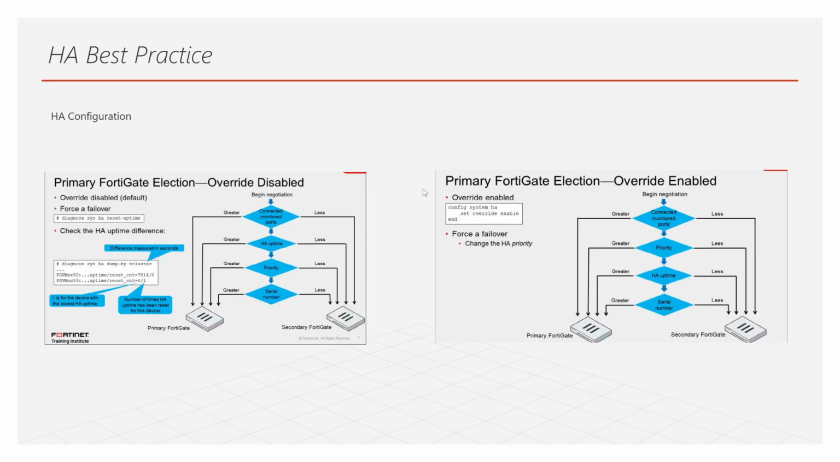Now I am going to show you how the primary FortiGate is elected and how the override setting will influence the final result. Similarly, we have two scenarios here. On the left side is the first scenario, in which override is disabled under the system HA configuration, and this is the default configuration of the FortiGate.